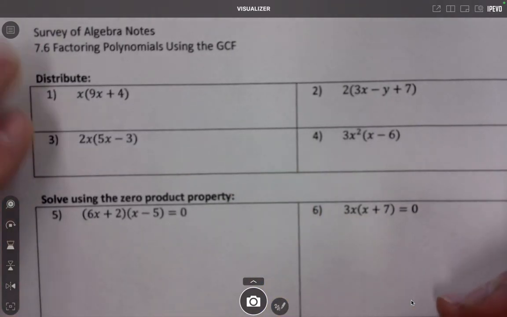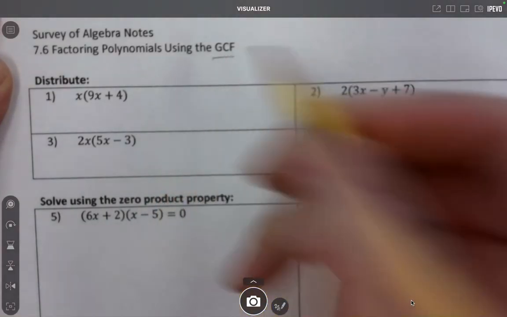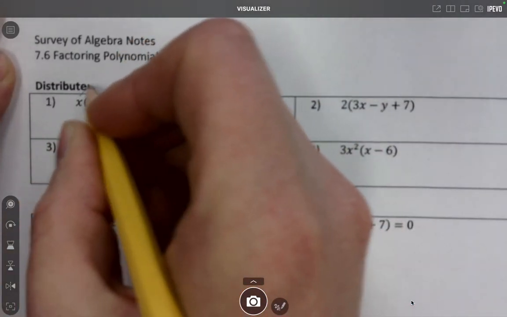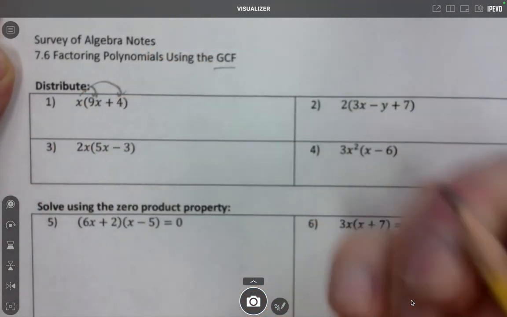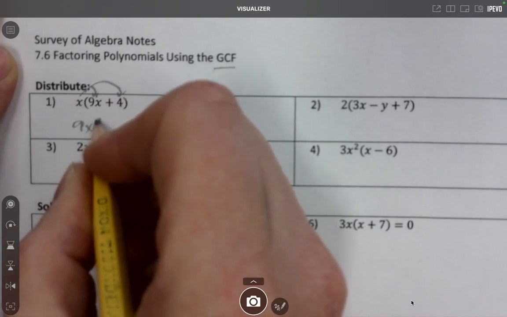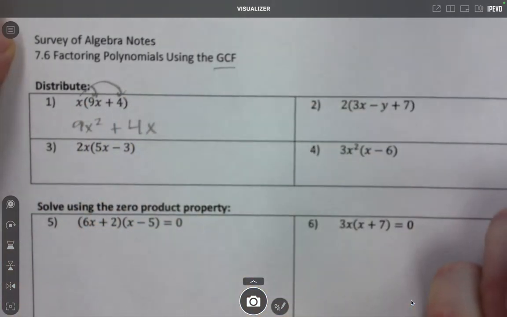Good morning, class. These are our notes about factoring polynomials using a greatest common factor. So we're first just going to go through and review distributing, which is when I distribute, I'm multiplying something in. x times 9x is 9x squared, plus x times 4 is 4x.